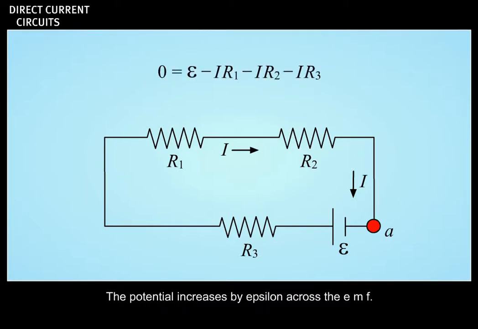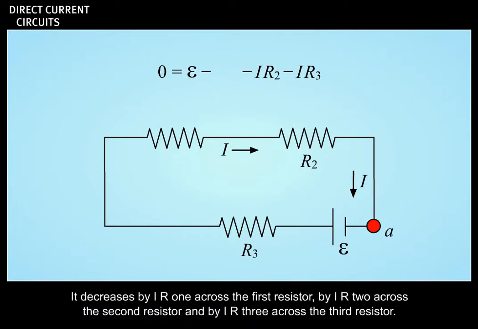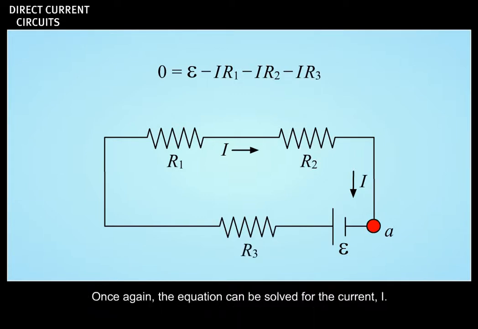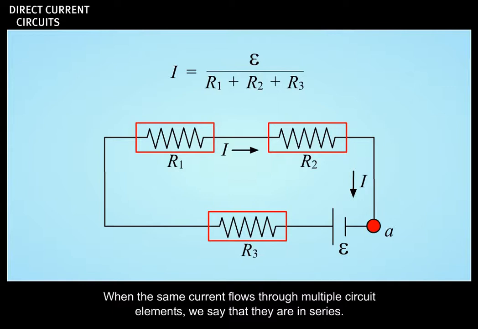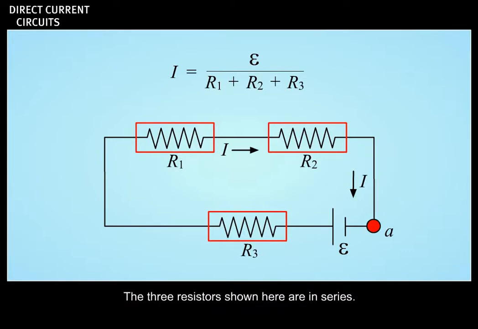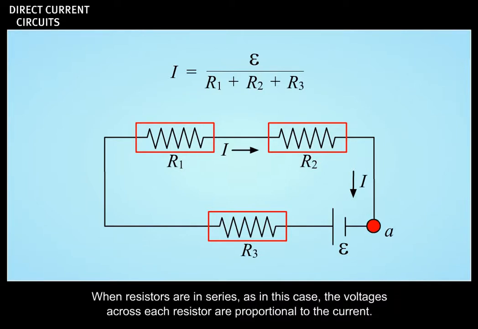The potential increases by epsilon across the EMF. It decreases by IR1 across the first resistor, by IR2 across the second resistor, and by IR3 across the third resistor. Once again, the equation can be solved for the current I. When the same current flows through multiple circuit elements, we say that they are in series. The 3 resistors shown here are in series. When resistors are in series, as in this case, the voltages across each resistor are proportional to the current.